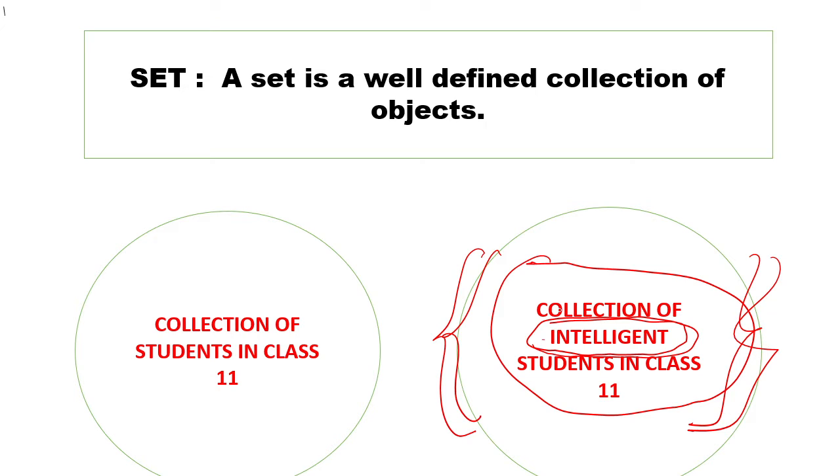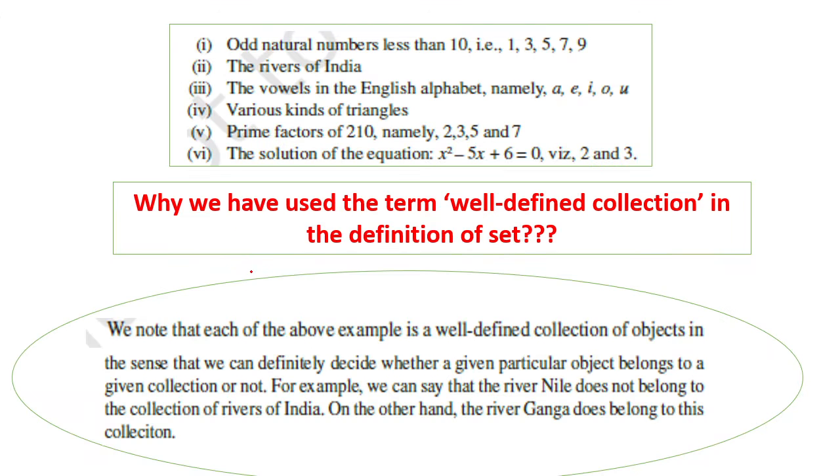Next, the collection of students in a class is fixed. If I ask you to collect all the students in your class, you can easily write their names in a copy, and at the same time I am also able to write those students' names in a copy which will be the same as yours. So this will be a set.